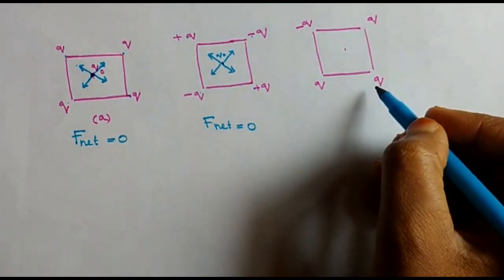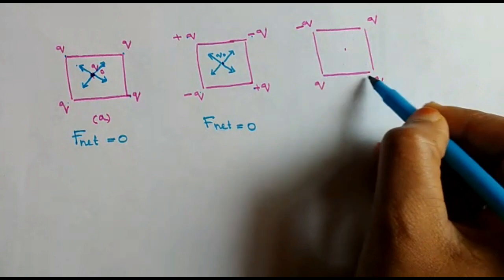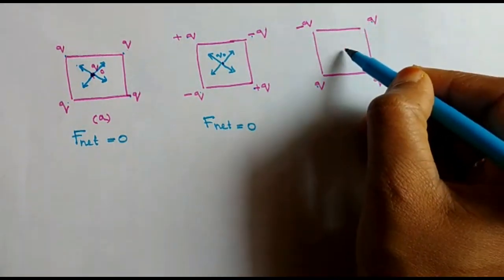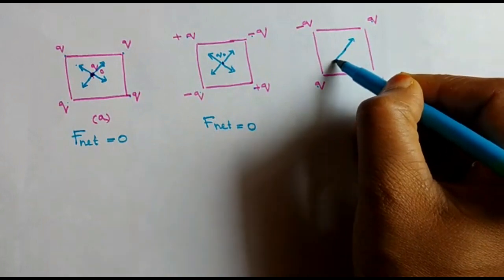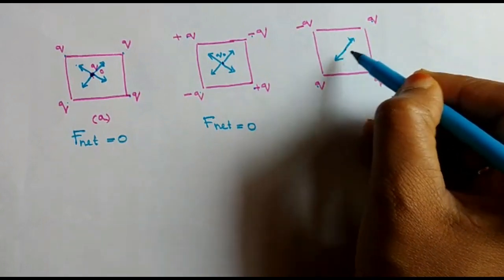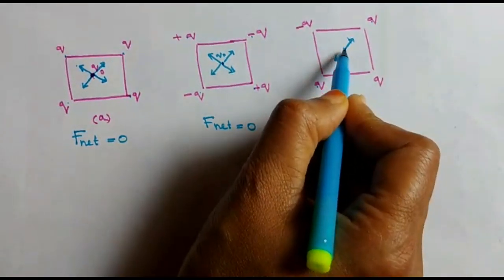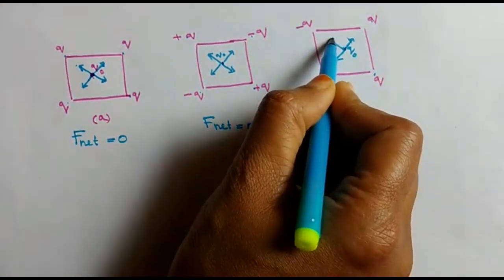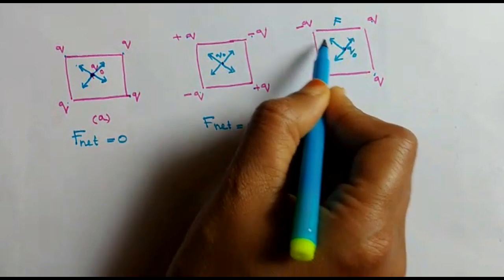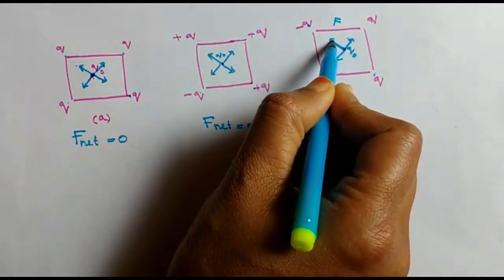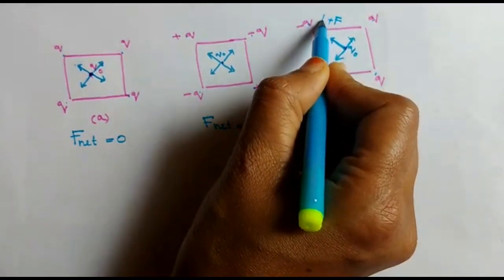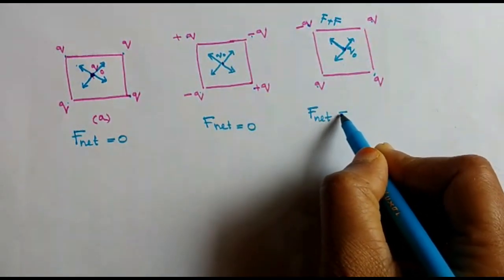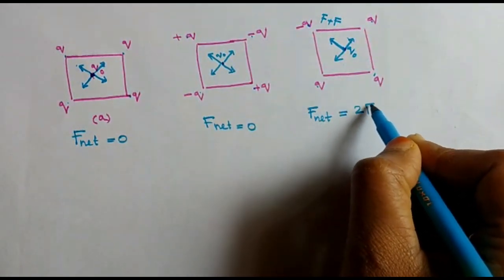Come to the third arrangement. 3 positive, 1 negative. Identify the forces. Positive and positive, repulsive forces, they get cancelled. But now look at this. The charge Q naught is repelled by the positive charge. Force is F. Attracted by this negative charge, another F is acting in the same direction. So the net force acting on the central charge is not getting cancelled, but it would be 2F.